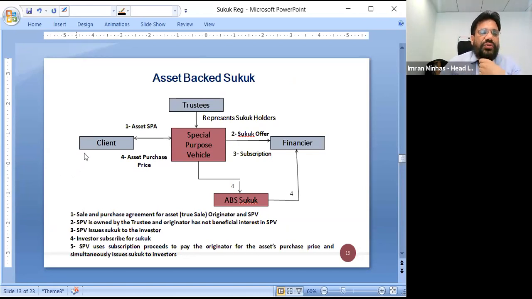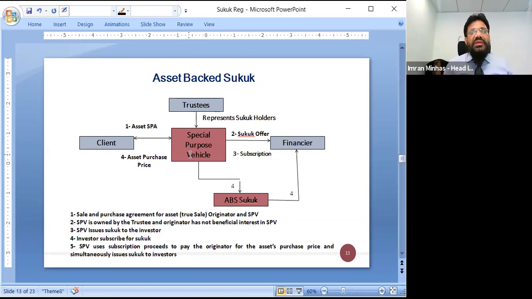So in the asset-backed Sukuk, the client sells the asset to the SPV, the special purpose vehicle. There is a sale and purchase agreement between the SPV and the client, a true sale in Islamic terms, and the originator sells his asset to the SPV. The SPV becomes the owner. The SPV is normally owned by a trustee. The trustee should not have any beneficial interest in the SPV or with the client.